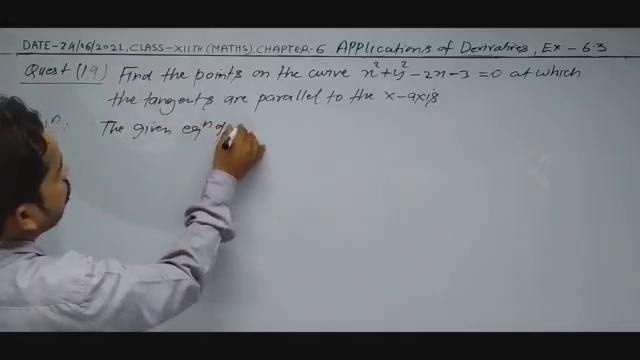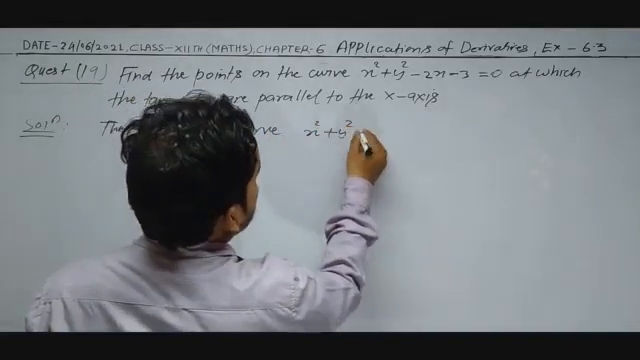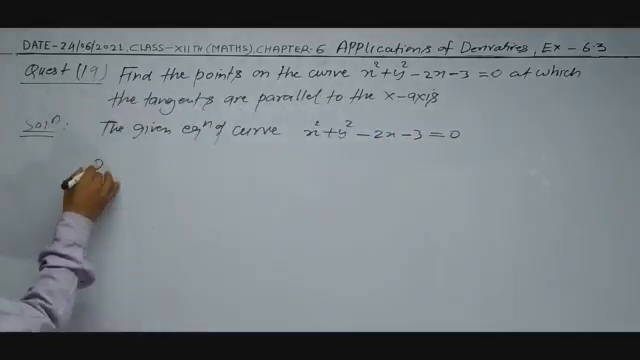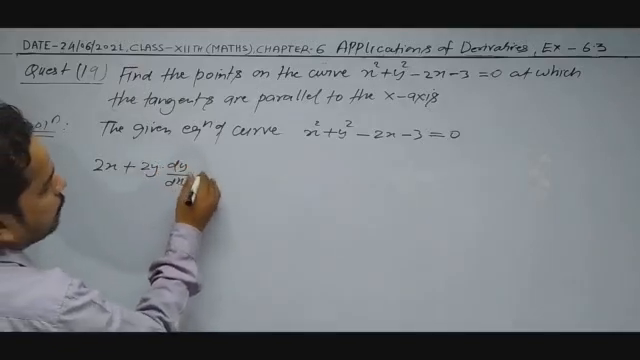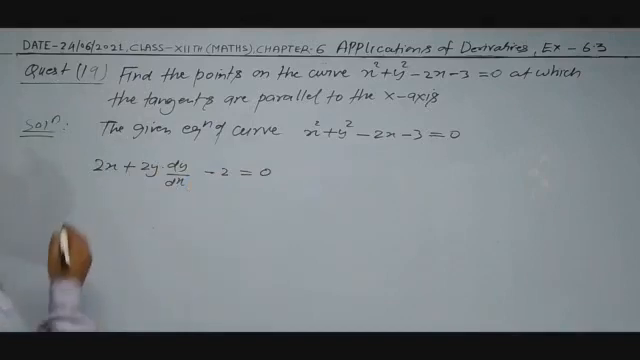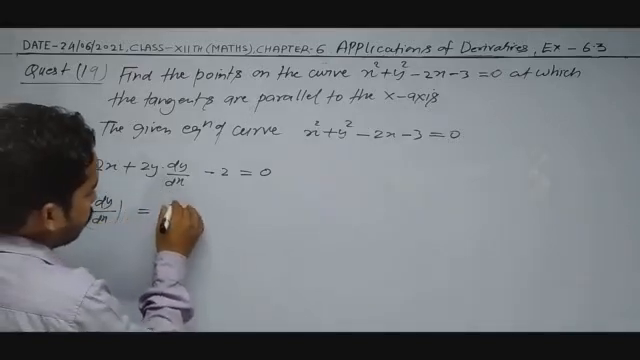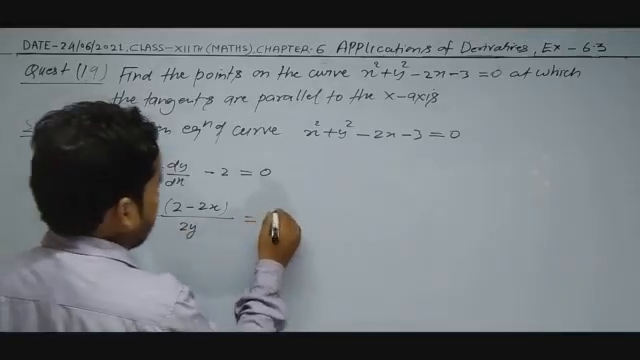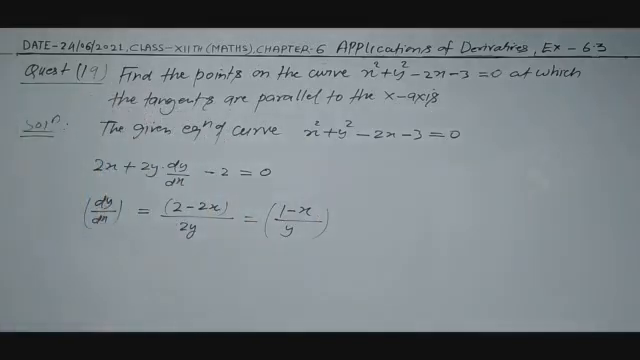The given equation of curve is x square plus y square minus 2x minus 3 is equal to 0. When you differentiate with respect to x, you will get 2y dy by dx minus 2 is equal to 0. So dy by dx will be equal to (2 minus 2x) whole upon 2y, and the result you will get is (1 minus x) whole upon y. This is the value of dy by dx.